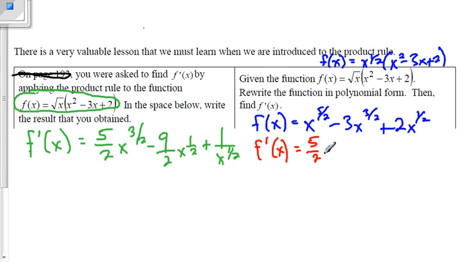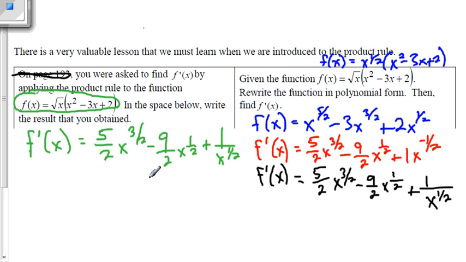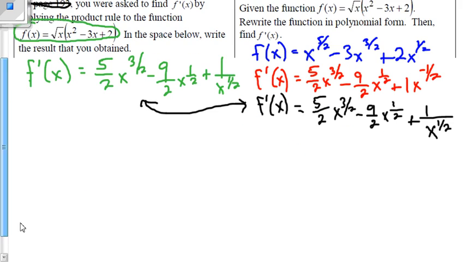So this becomes 5/2 x to 3/2. This becomes 9/2 x to the 1/2, and this is going to become 1x to the negative 1. And now when I rewrite it, hopefully we see, hey, it doesn't matter whether I took the product rule or I rewrote it in polynomial form. I get the same exact thing.